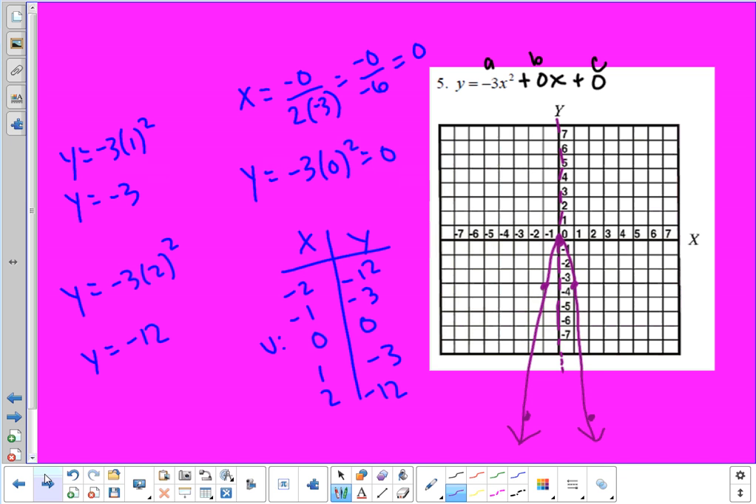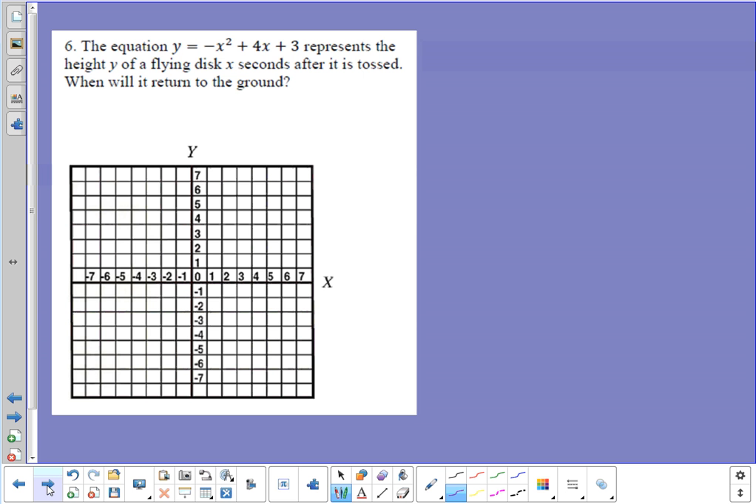All right, couple questions left. Let's take a look at the word problem number 6. It says the equation negative x squared plus 4x plus 3 represents the height y of a flying disk x seconds after it is tossed. When will it return to the ground? Ooh, when will it hit the ground? So what we're going to do is graph this, and look at when it hits the ground, which is y equaling 0, meaning I'm on the x-axis.